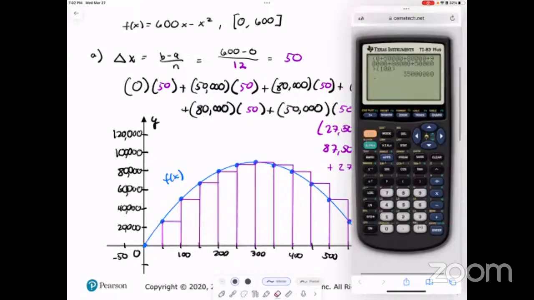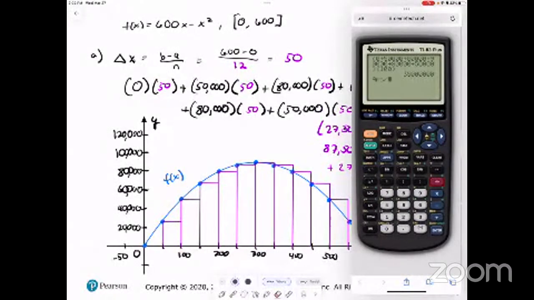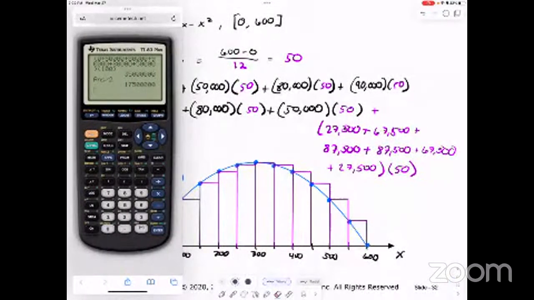Okay. So what we can do is take our answer. I think we can just divide it by 2. I'm just going to divide it by 2. We get this. So that way it's like multiplying by 50. Then we're going to say that number plus 27,500.